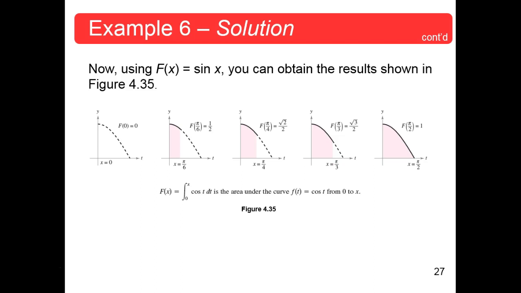Now, evaluate that answer, the sine x, at each of the values. At x equals 0, that's 0. Sine x at pi/6, the area is 1/2. At pi/4, it's root 2 over 2. At pi/3, it's root 3 over 2. At pi/2, you have exactly 1. Amazing. Okay?